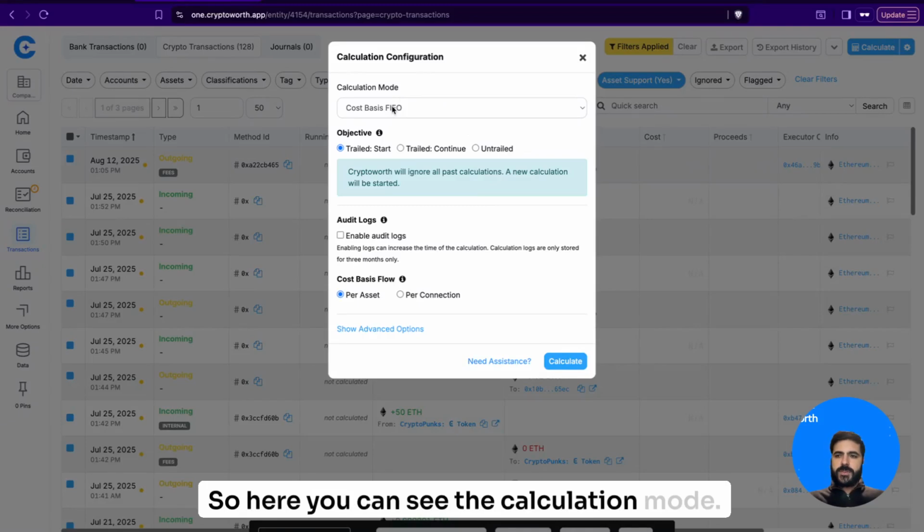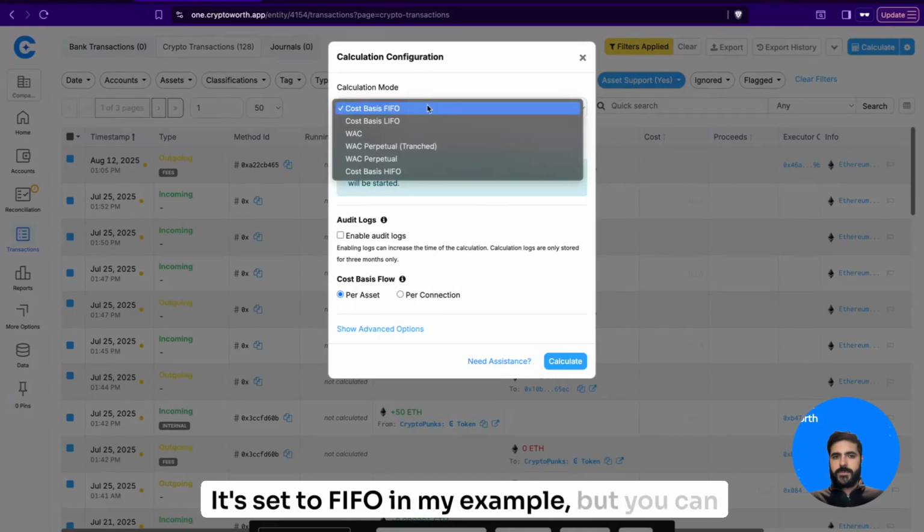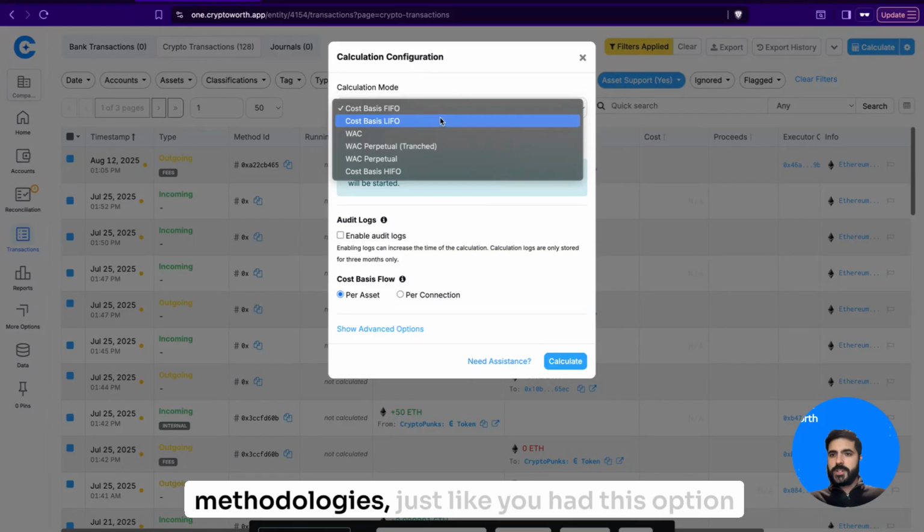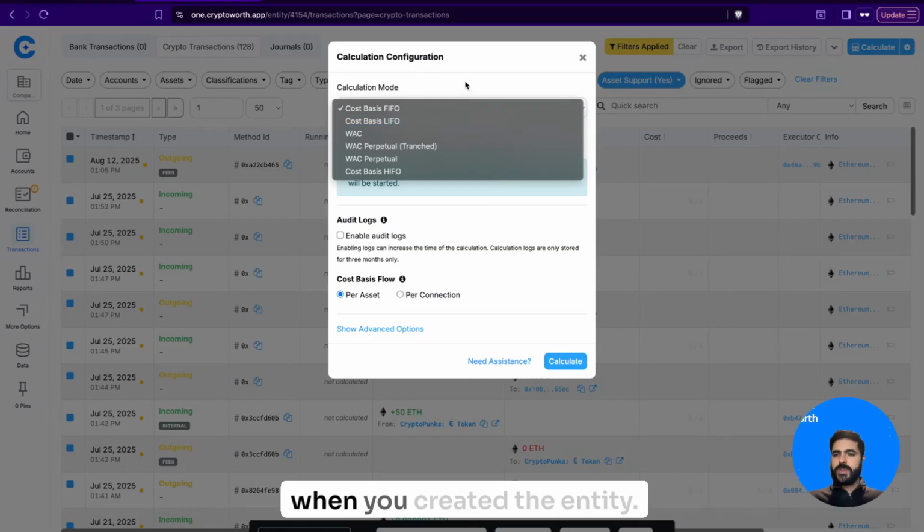So here you can see the calculation mode. It's set to FIFO in my example, but you can change it to any of these accounting methodologies, just like you had this option when you created the entity.